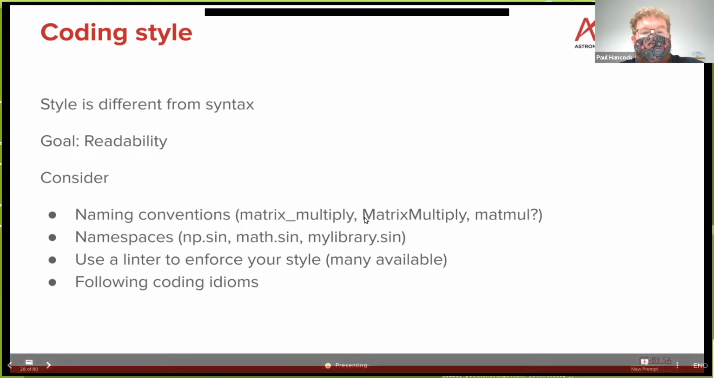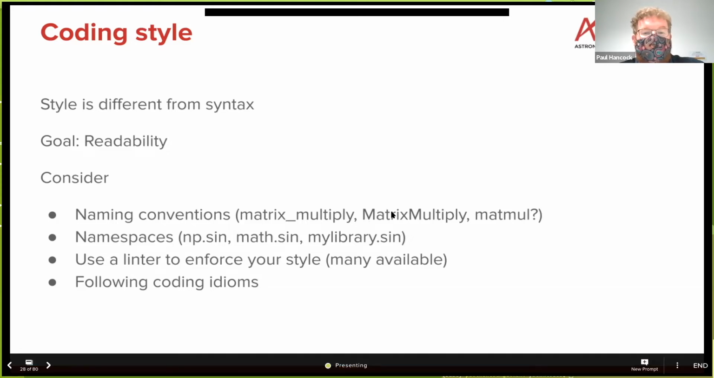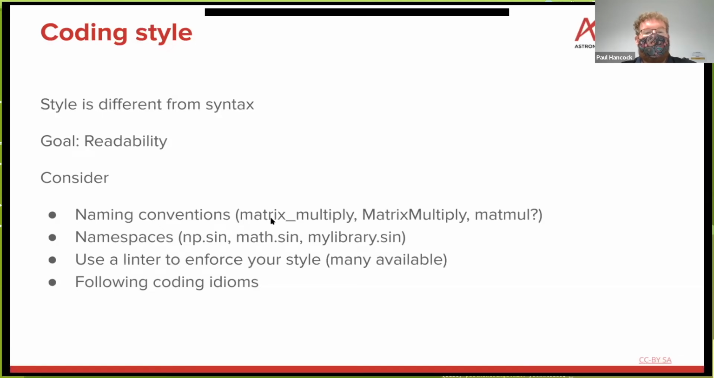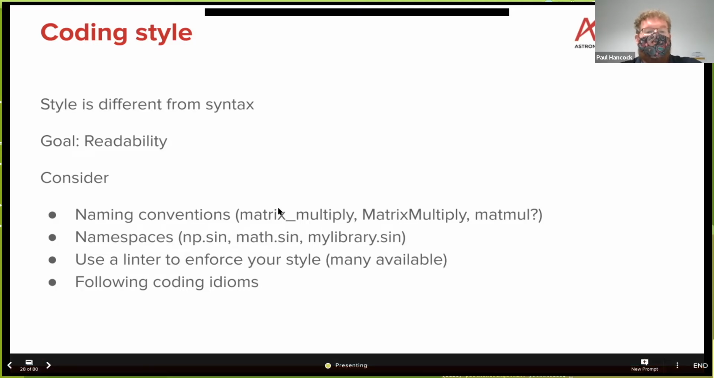So, for example, if you use camel case for matrix multiply classes, and you use lowercase with underscores instead of spaces for functions, then people can have a look at the code and very quickly understand whether they're looking at something which is a class that's being instantiated, or whether they're just calling a function, just by looking at that formatting.